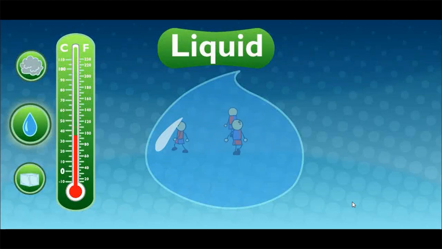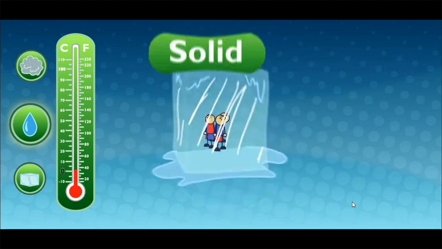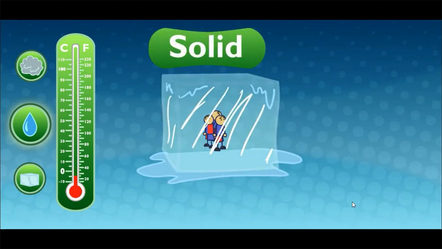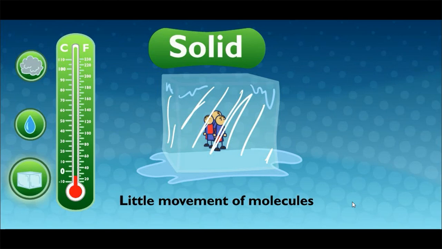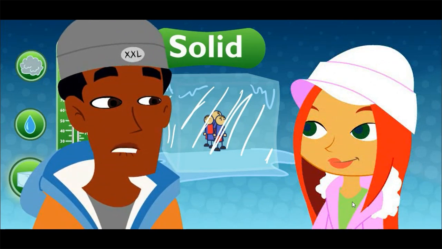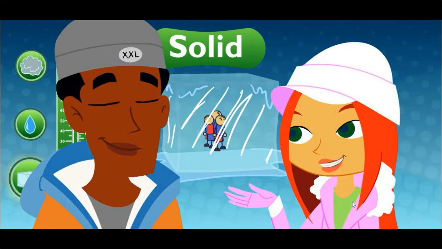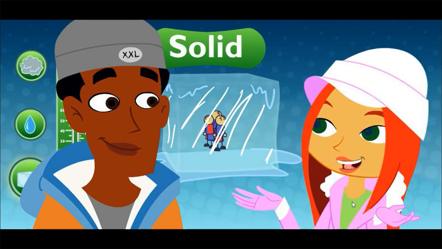Let's drop the temp even more. When the temperature is 32 degrees Fahrenheit, that means freeze. This is called the freezing point. Not much room to move when you're frozen together. Right? When water freezes, it becomes a solid, the third state of matter. Solids are hard and don't change shape because their molecules have stopped moving around. Sounds sort of uncomfortable. Well, just add some heat and it's easy to change a solid back to a liquid.